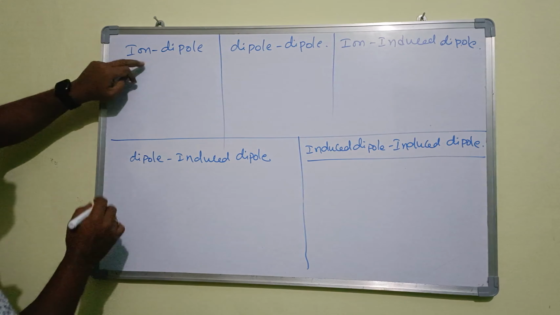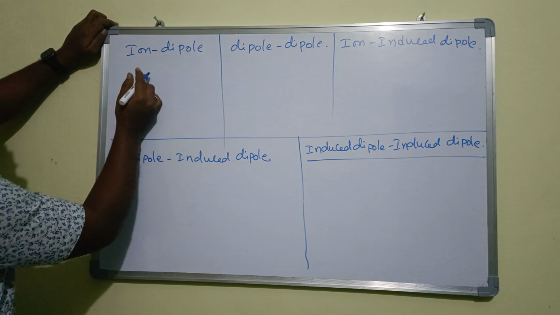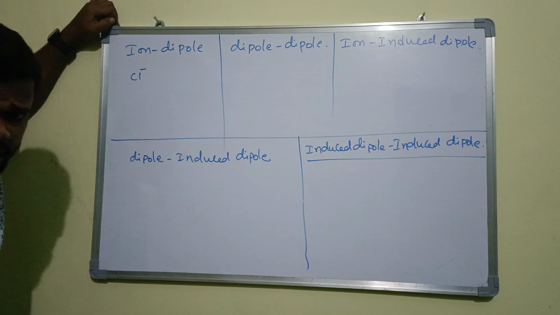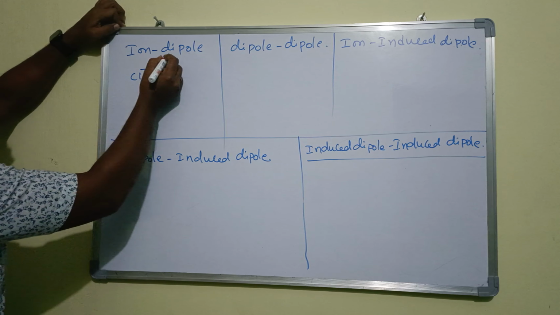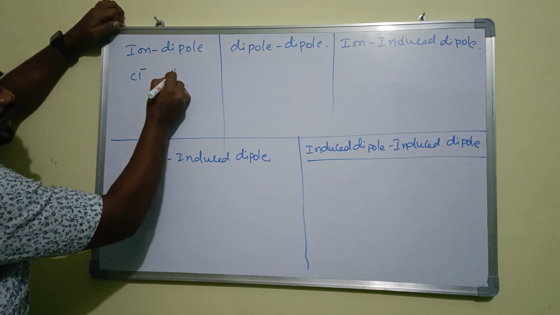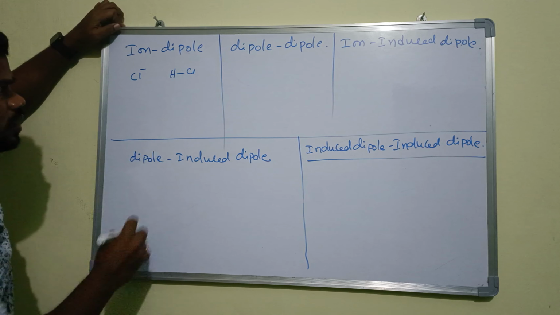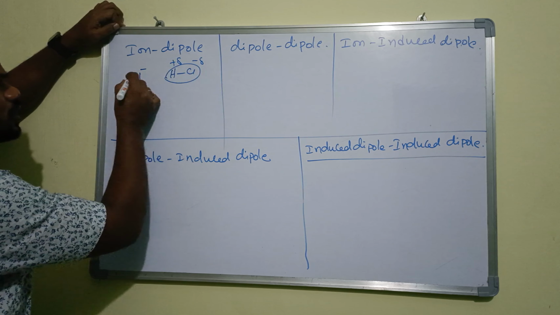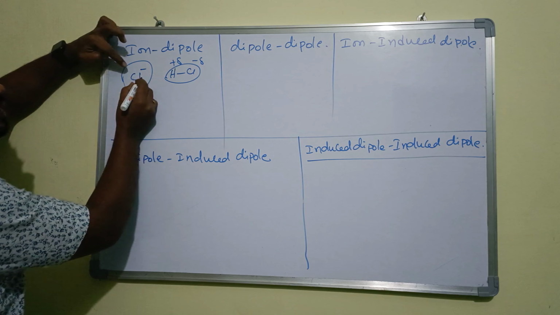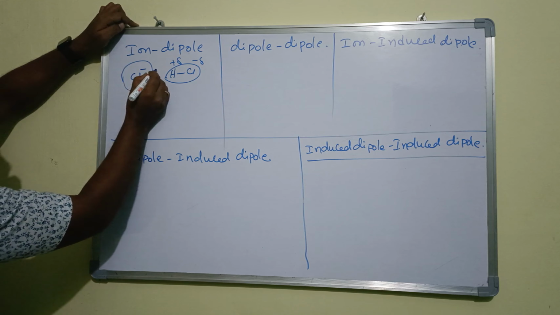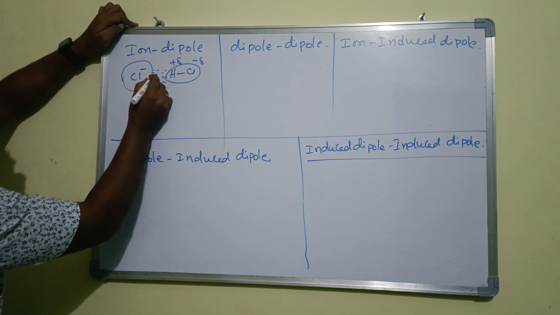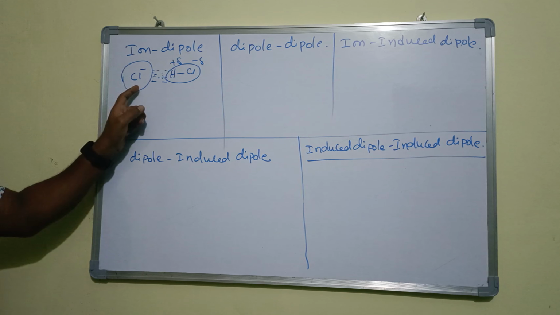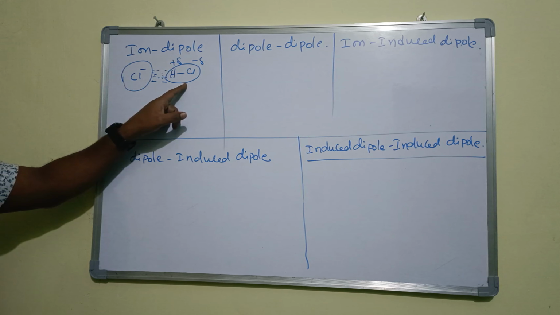In the interaction between an ion and a dipole, the ion can be any positively or negatively charged ion. For example, let us take a negatively charged ion. The dipole is a polar molecule, and we can take HCl. We know HCl has a partial negative charge and a partial positive charge, and the Cl minus ion has a negative charge. The interaction between these is called an ion-dipole interaction. An ion-dipole interaction can be formed between an ion and a polar molecule.